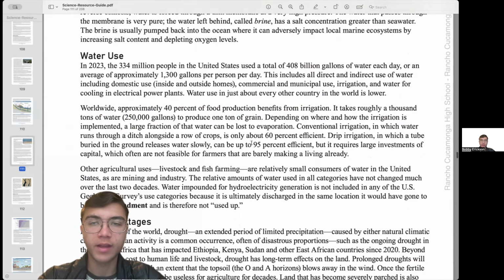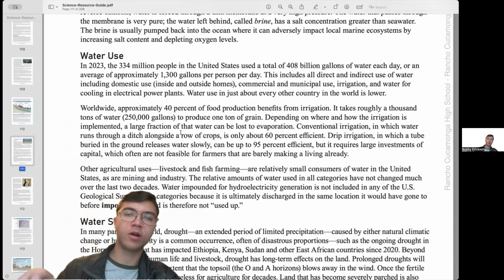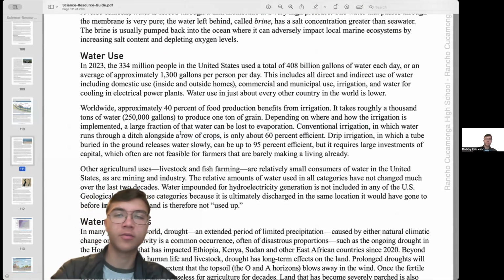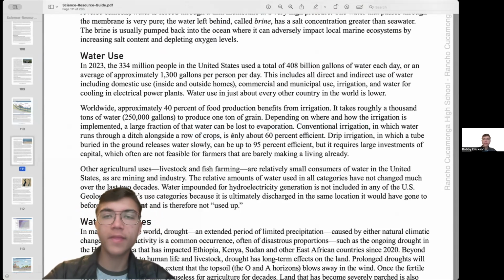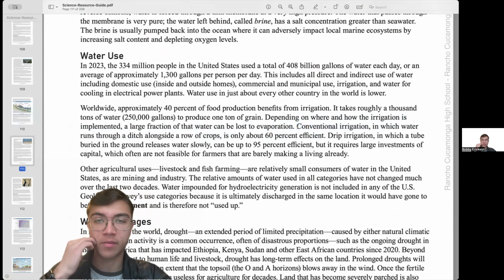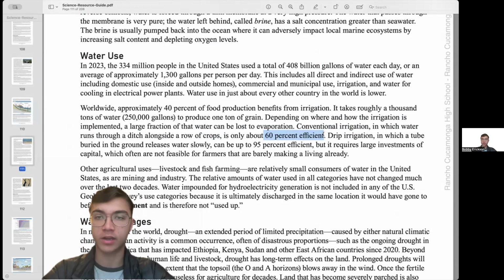So if we take a look at how irrigation is happening, actually a large amount of the water in irrigation is lost because of evaporation. And a lot of the time, in conventional irrigation, water runs through a ditch alongside a row of crops. So there's this water stream that runs right alongside the crops. And this is only 60% efficient. So this is conventional irrigation. So think about efficiency. Well, a large fraction is lost to evaporation. So that's why it's only 60% efficient here.